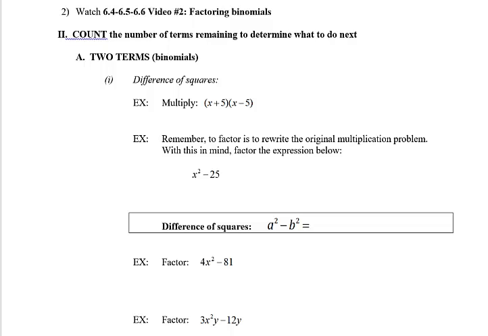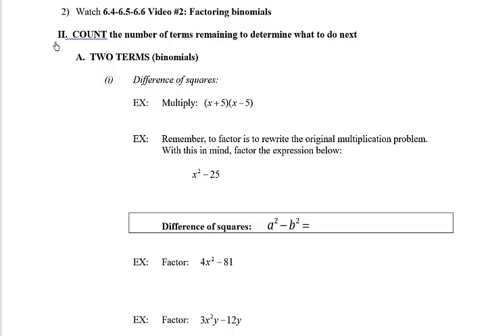This is video number 2 for sections 6.4, 6.5, and 6.6, factoring binomials. We're continuing through our overall factoring strategy. We saw last time step 1, pull out the GCF. That's always where you begin.